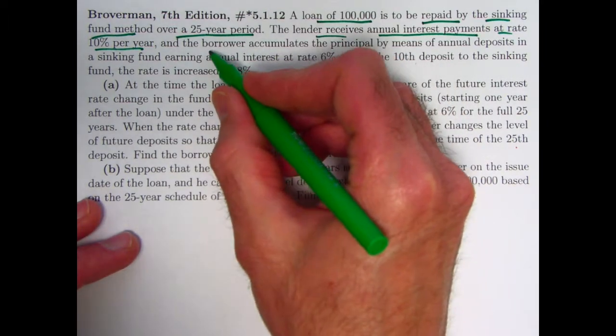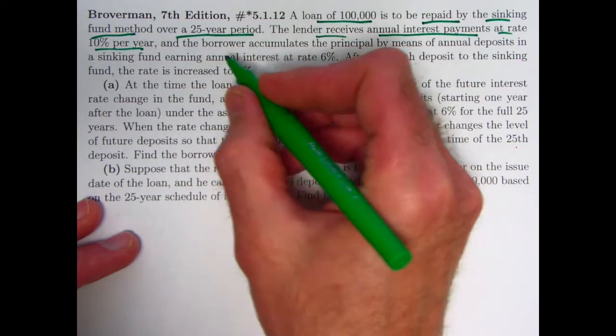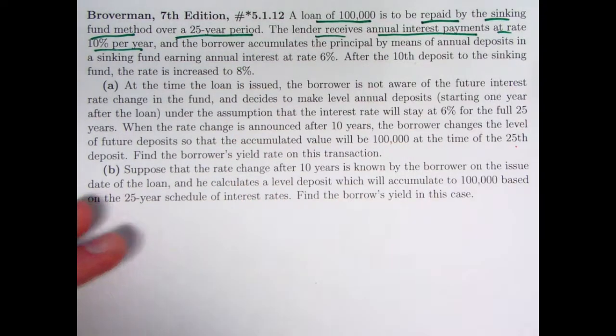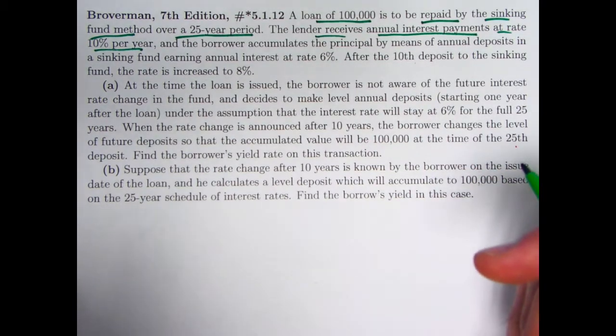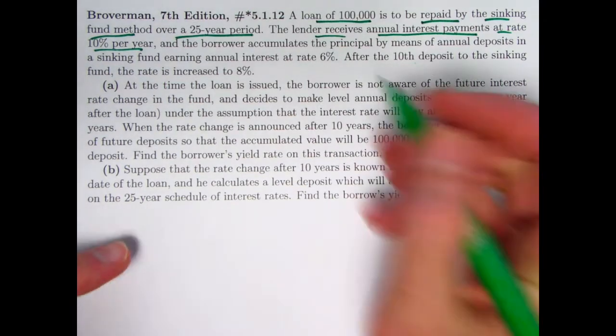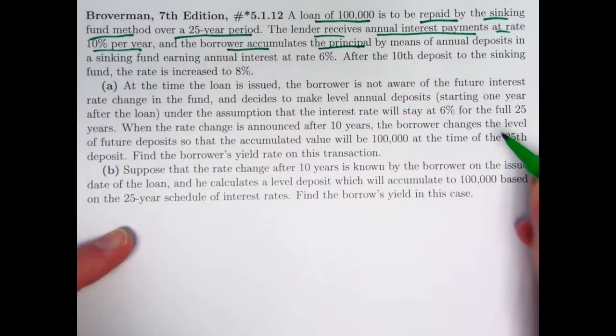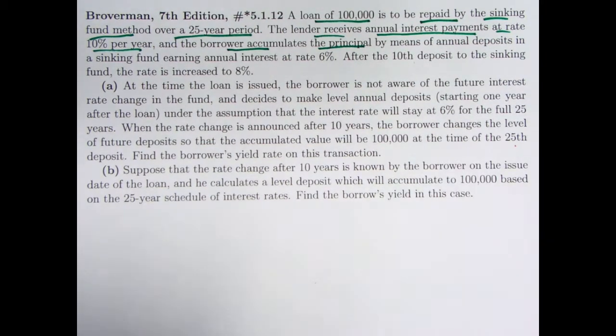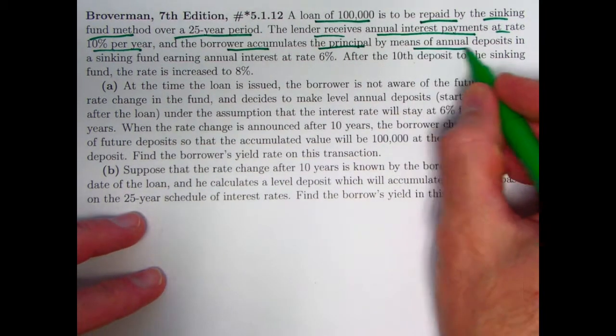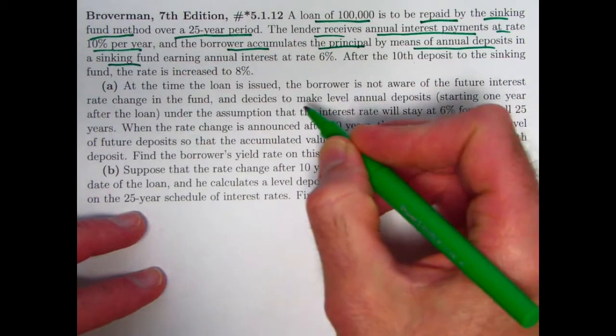But it's just interest initially, and that has the benefit of freeing up cash for the borrower initially to invest in things, or invest in their business, for example. You probably would not want to do this if you are borrowing money to buy a home, though. The borrower is going to accumulate the principal to pay back the loan after 25 years in a final balloon payment by means of annual deposits into what's called a sinking fund.